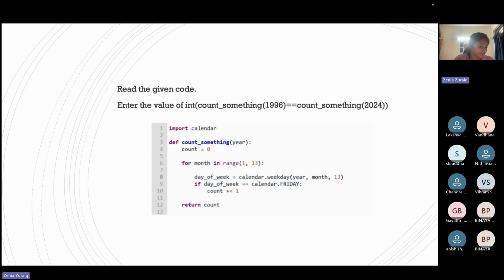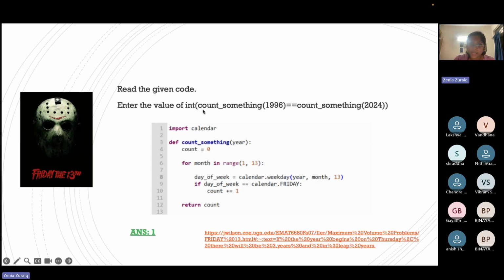All right, I don't think so. So the answer is actually 1. So again, this is basically counting how many Friday the 13ths there are in a year, not a month. Here, what this function is doing is it's a Boolean which checks whether the number of Friday the 13ths in 1996 and the number of Friday the 13ths in 2024 are the same.